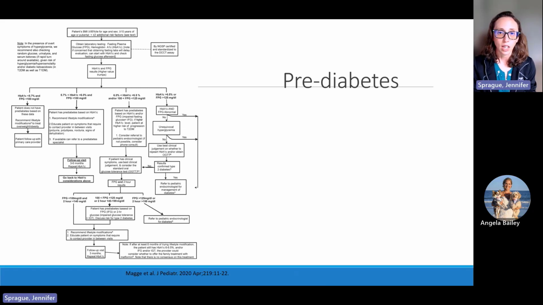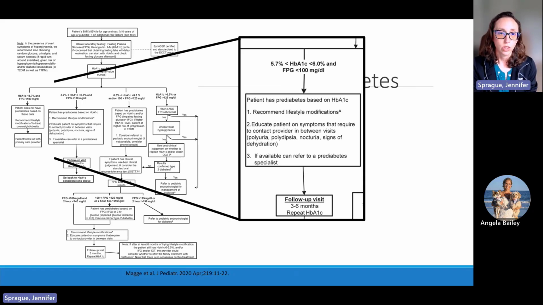So recognizing that a lot of kids that we screen for prediabetes may progress to meeting criteria for diabetes, let's think about our monitoring steps. This report is from 2020. It does a really nice job outlining screening and treatment pathways for those with prediabetes. For those who have that low risk A1C 5.7 to 5.9 and a normal fasting glucose, they recommend lifestyle change, education on symptoms of diabetes, and repeat screening in 3 to 6 months.